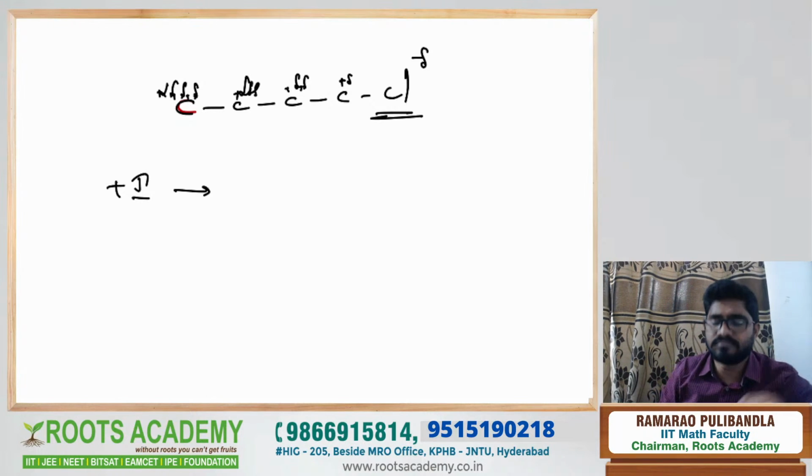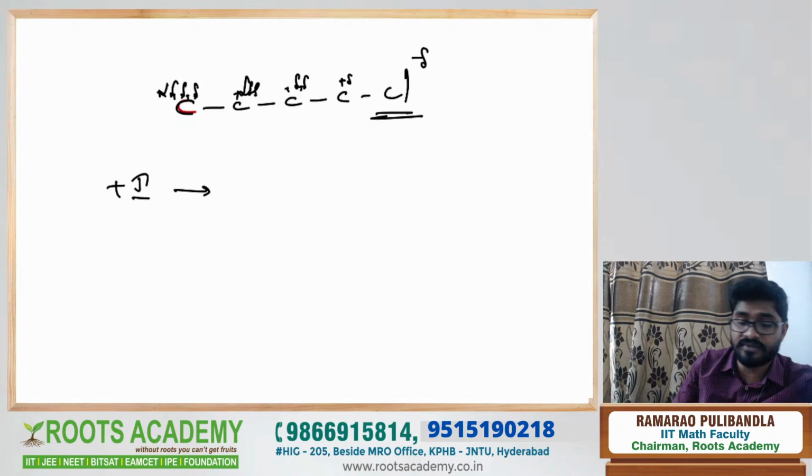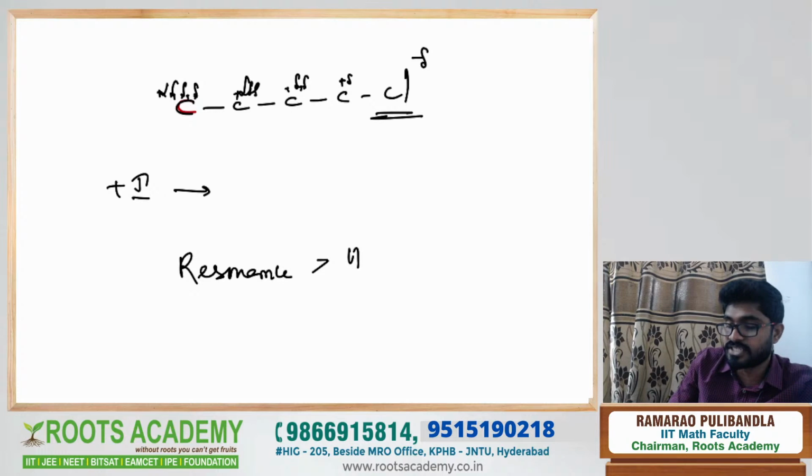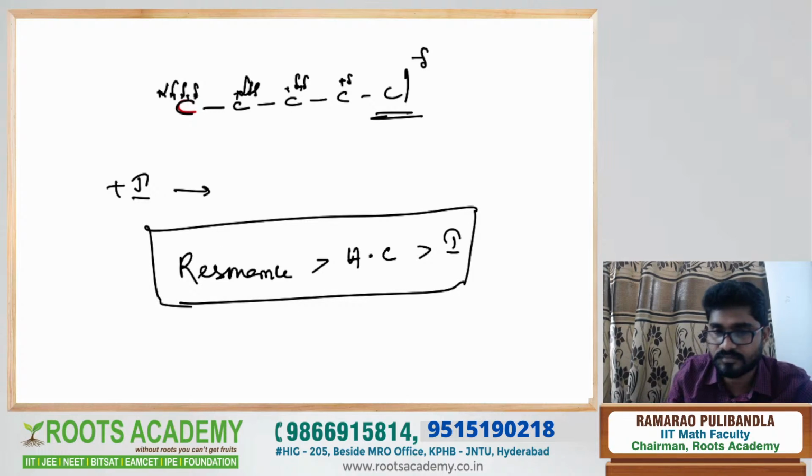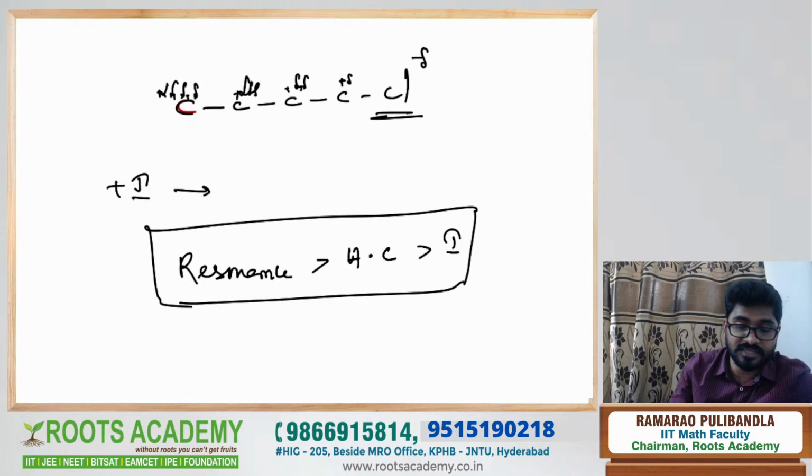Guys, remember the order always: mesomeric effect or resonance is greater than hyperconjugation, which is greater than inductive effect. This is the order, guys.